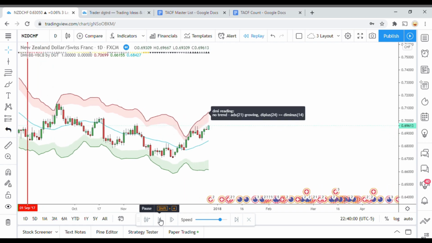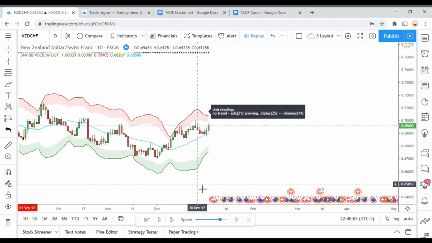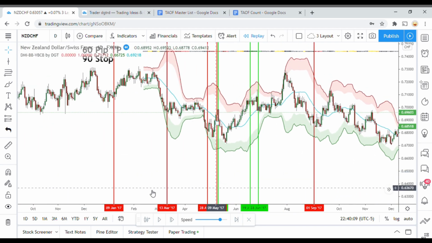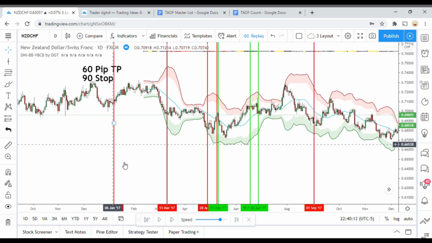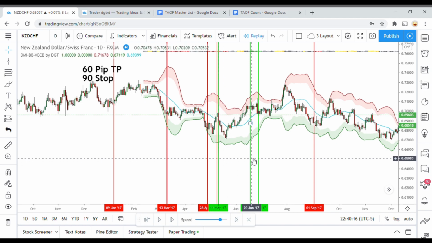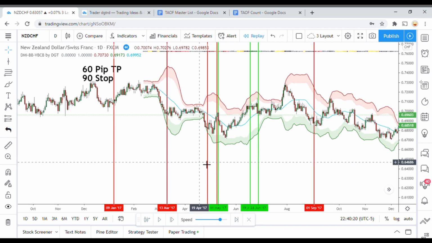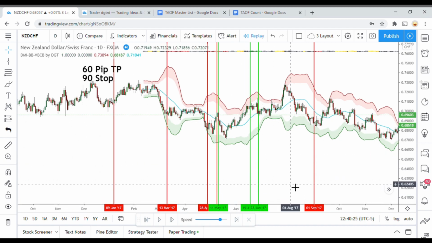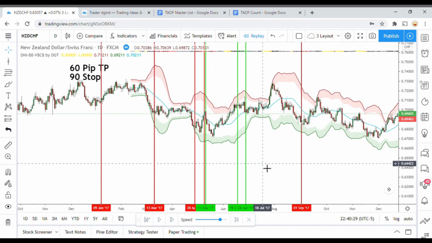It's riding along, nothing yet. Still no signal. And it looks like we are at the end of the year. All right, so there we have it. That gives us 1, 2, 3, 4, 5, 6, 7, and 8 signals altogether, and unfortunately only 3 winning trades. And so that is not going to meet the 60% criteria.